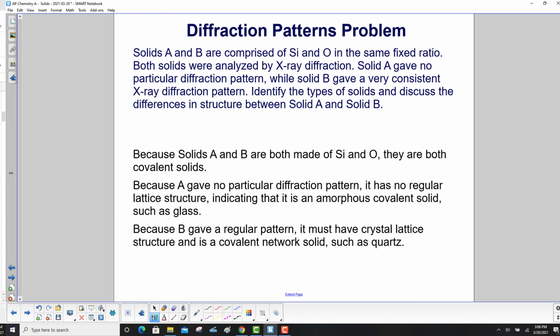Because solids A and B are both made of silicon and oxygen, they are both covalent solids. Because A gave no particular diffraction pattern, it has no regular lattice structure. That indicates it is an amorphous covalent solid, such as glass. Because B gave a regular pattern, it must have a crystal lattice structure and is a covalent network solid, such as quartz.